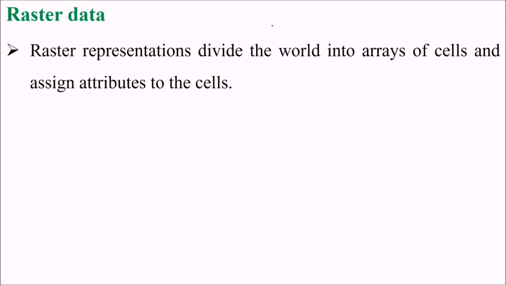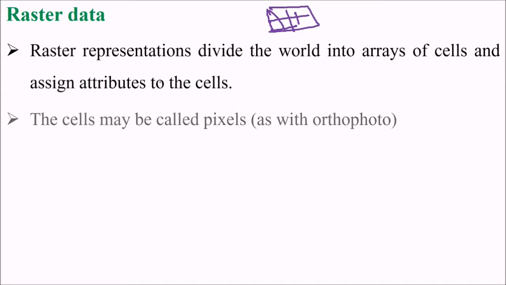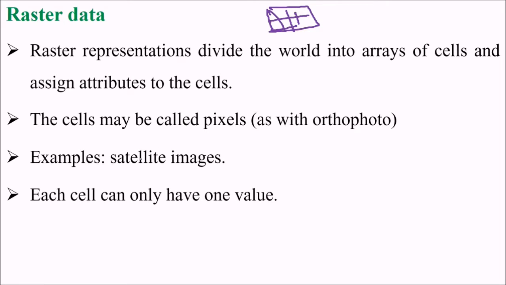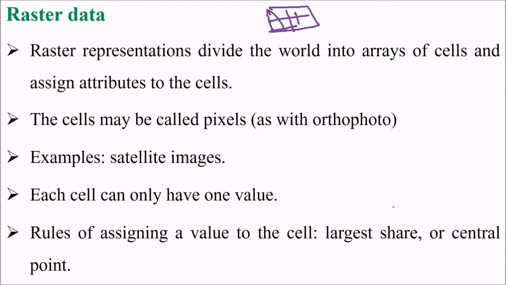Raster data. Raster divides the world into arrays of cells and assigns attributes to the cells. The cells may be called pixels, as with an orthophoto. For example, satellite images are raster data. DEMs are raster data. Each cell can have only one value, representing the intensity value or the height value or any other. The rule for assigning the value to the cell is largest share or central point. So these are a few more aspects, and we have done a discussion on GIS and other aspects like representation and coordinate systems. We'll be taking up more of this GIS material in a later section.